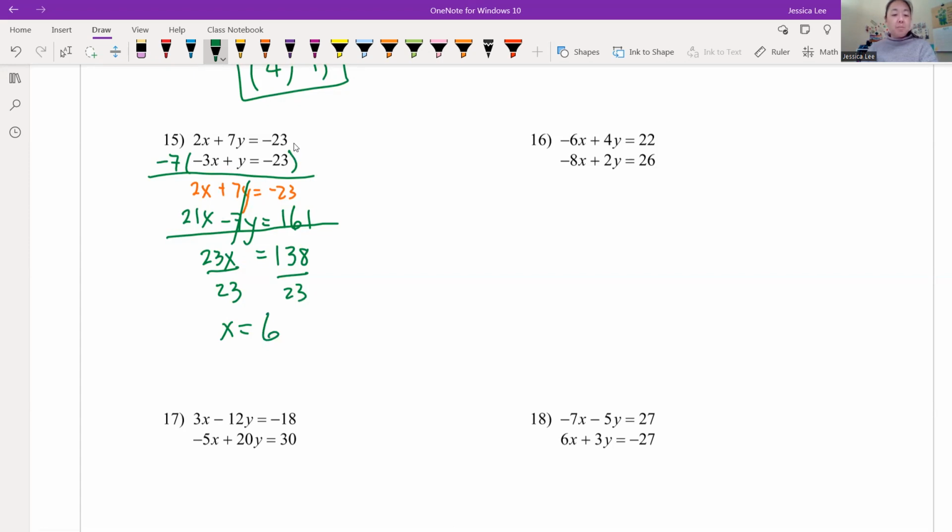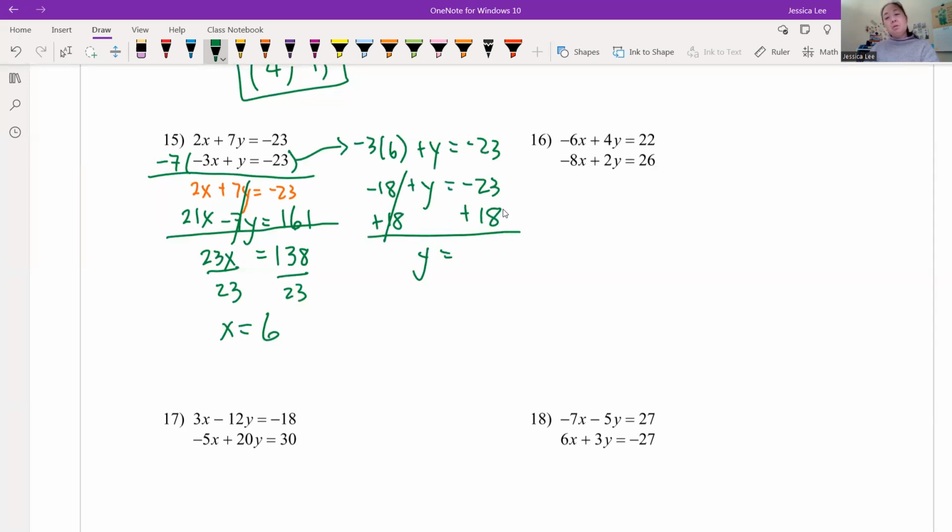So I'm going to use the bottom equation, because the y's seem simpler to me. Negative 3 times 6 plus y is equal to negative 23. So that's going to be negative 18 plus y is equal to negative 23. So add 18 on both sides. Honestly, at that point, it's a one-step equation. Y is equal to negative 5. There we go. We don't have any coefficients for y, so it saves us a step. Good choices. Okay, so it's going to be 6, negative 5. Woohoo! That's parentheses there.